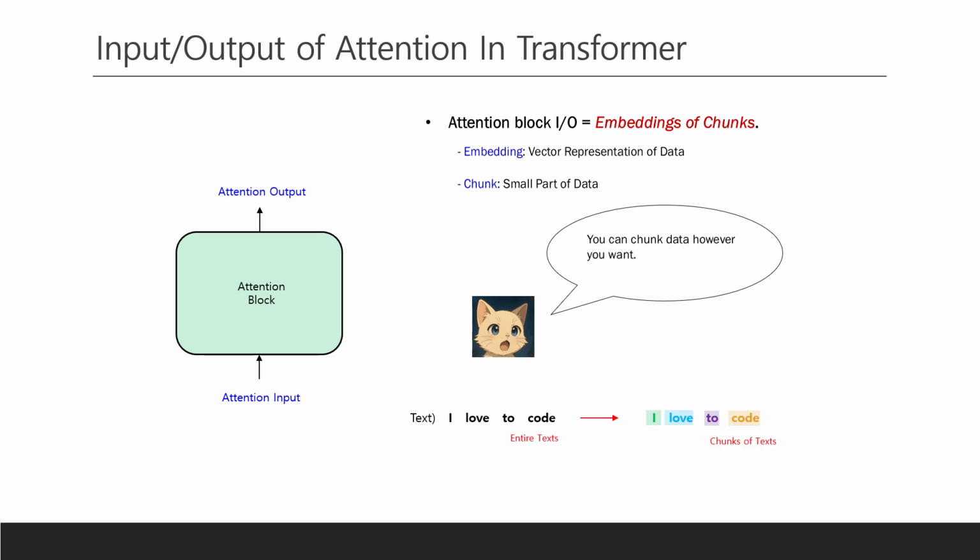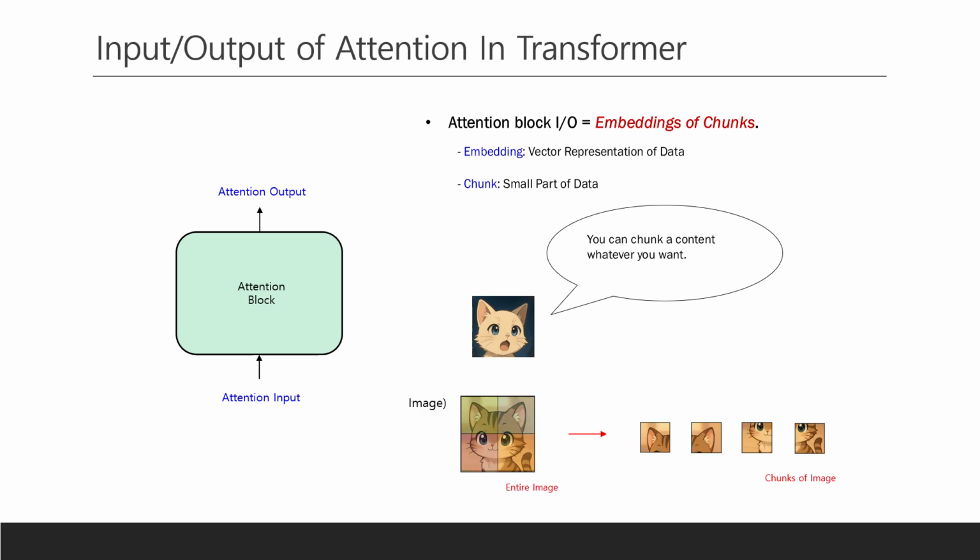Let's see a simple example. If we take a sentence, "I love to code," we can break it into chunks of text. You can think of chunking as slicing content into smaller, meaningful parts, each ready to be turned into numbers the model can understand. The same principle applies to images. We can divide an image into small patches. You can think of these patches as the image's chunks, each carrying part of the visual information.